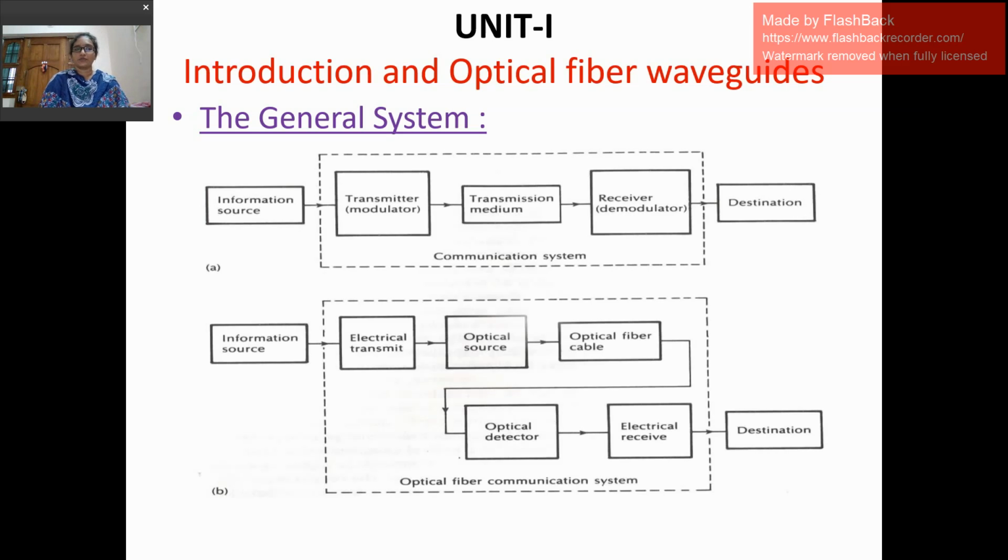Okay, let us have the general block diagram. The general block diagram involves information source, transmitter, transmission medium, receiver, demodulator, and destination. The three blocks in the middle of the information source and destination are termed as communication system blocks. Transmitter means modulator, transmission medium, and receiver means demodulator. These three blocks are termed as communication system.